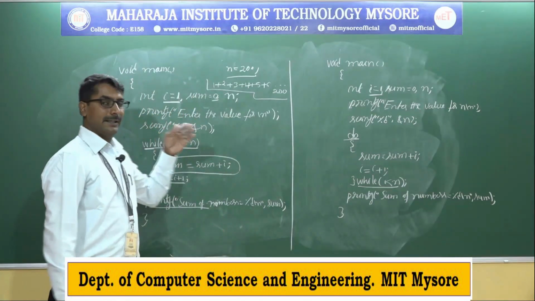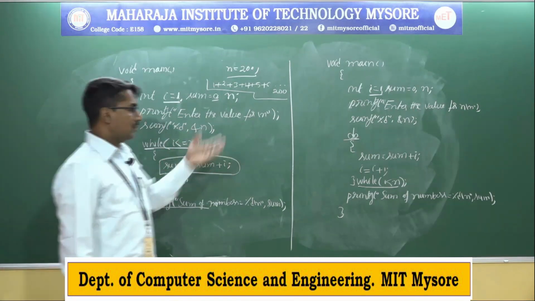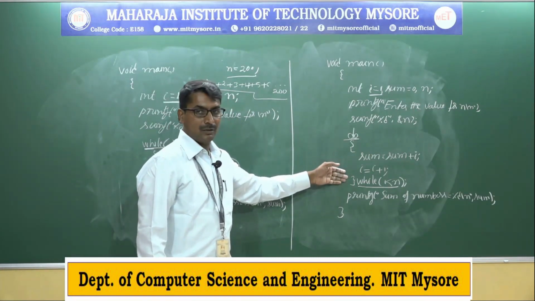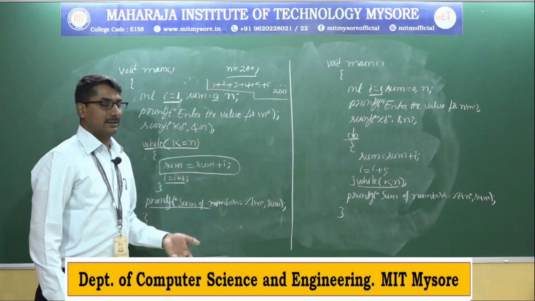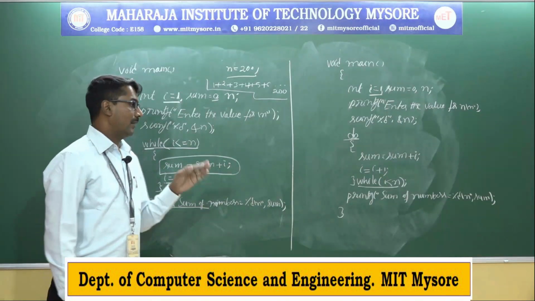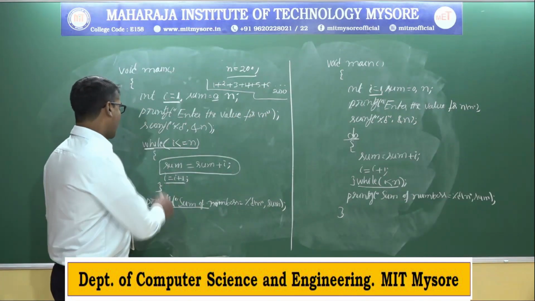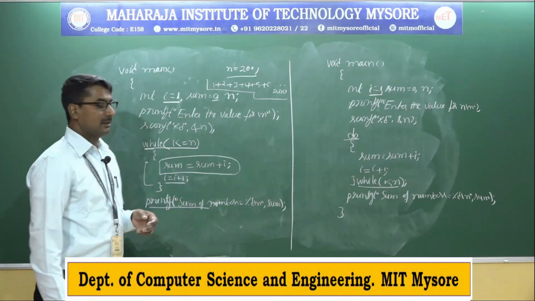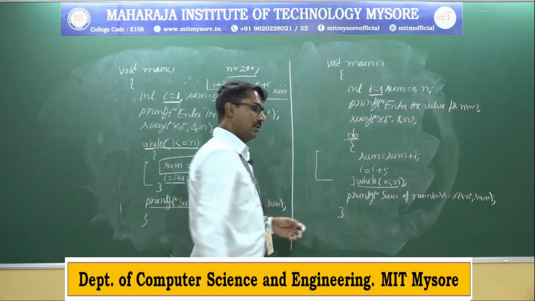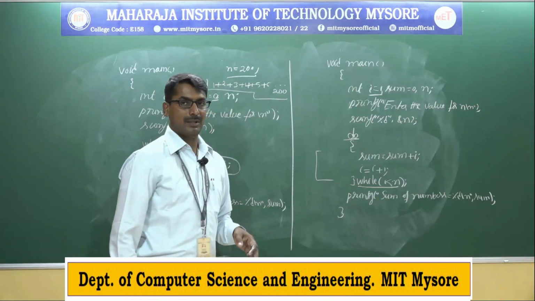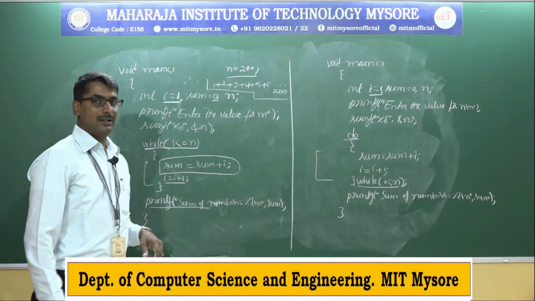The syntax of while is initialization, test condition, body of the loop. The syntax of do while is do as a keyword, body of the loop and while statement. While is entry control loop or pre-test, do while is post-test. In while, the body of the loop may not execute even once. But in do while, the body of the loop executes at least once.